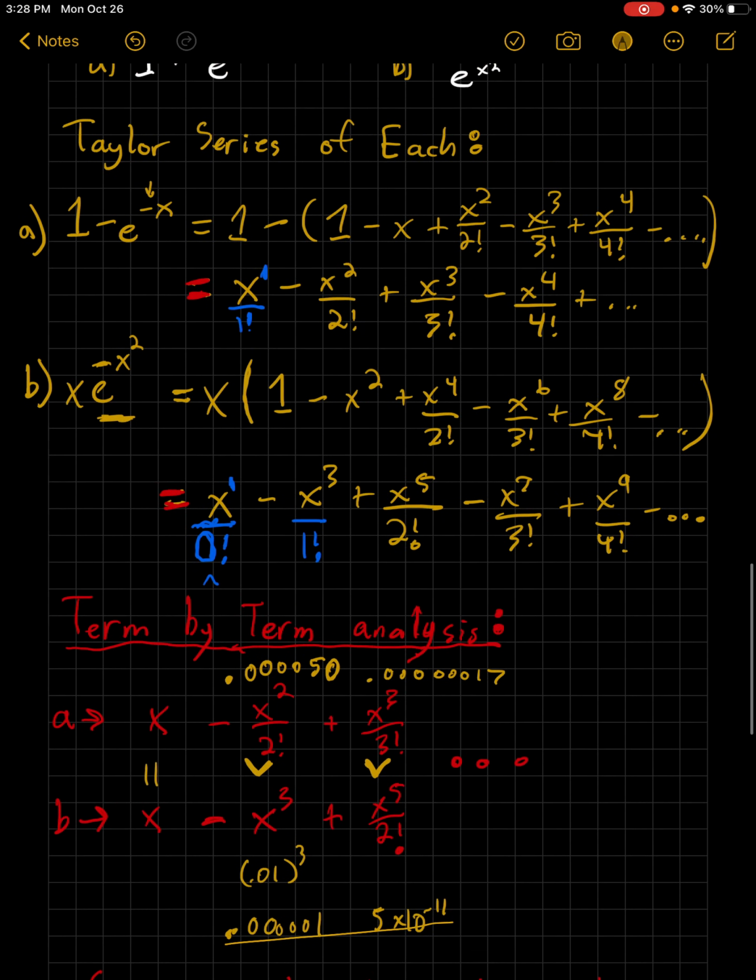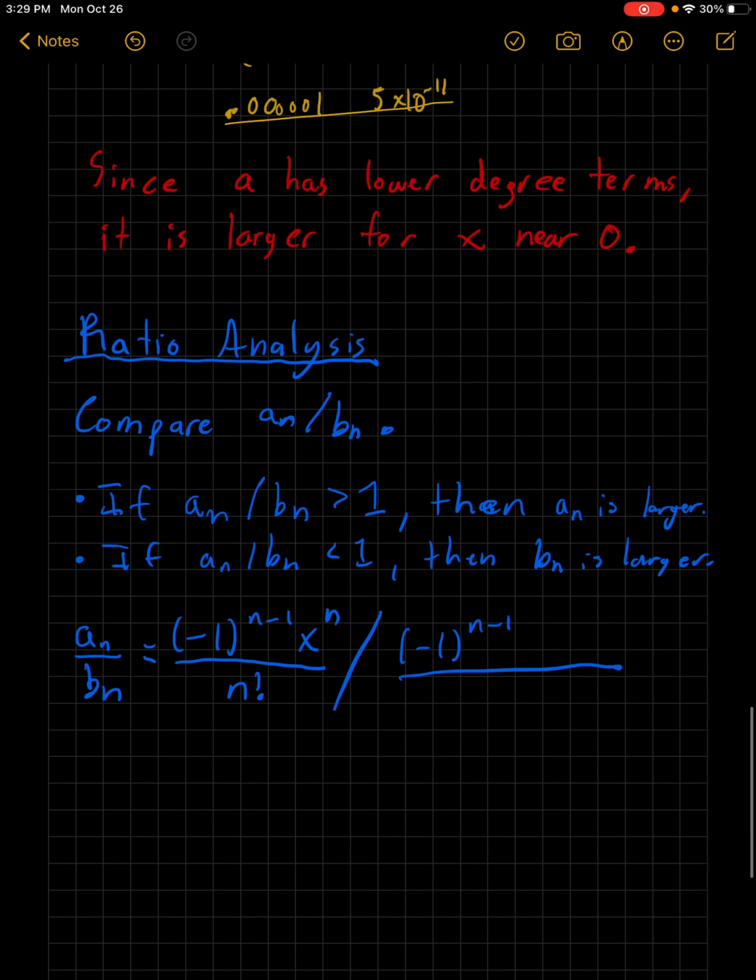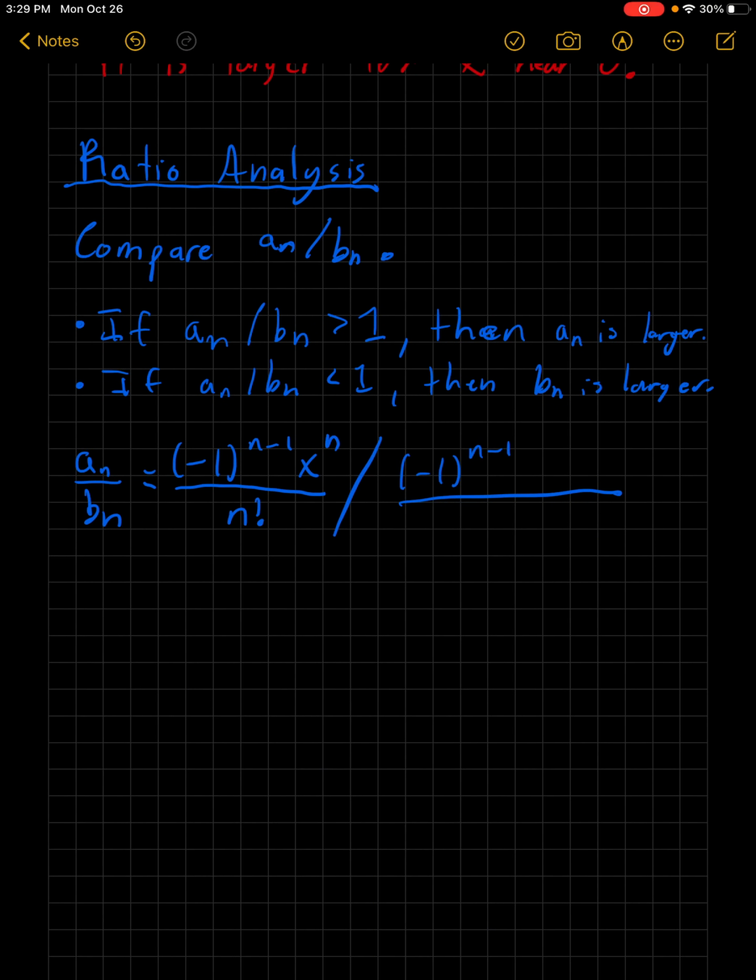But we got to be a little more careful. So b sub n, I added some notation here. Notice that we can add 0 factorial because 0 factorial is 1, 1 factorial is 1, and then the exponents are going up by odd powers 1, 3, 5, 7, 9. So this means that this is going to be n minus 1 factorial, and this is going to be x to the 2n minus 1.